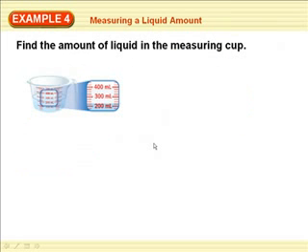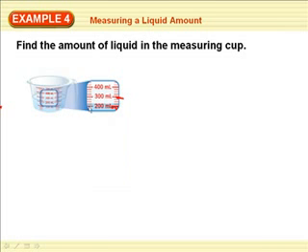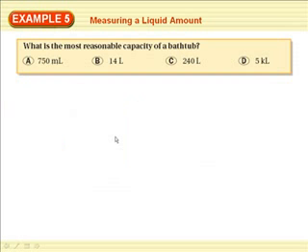Yep. Find the amount of liquid in the measuring cup. So you can see right here it's more than 200, which is right here, but it's obviously less than 300, which is right here. There's 100 between the two, and it looks like there's 4 sections, so 25 each, there's 250, so it's about 225 milliliters. Divided into fourths, so 225.